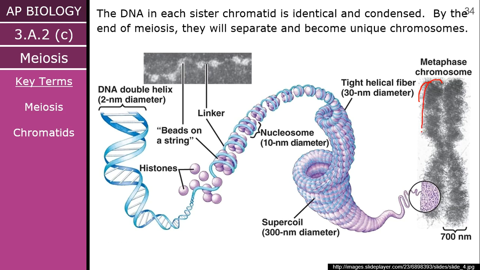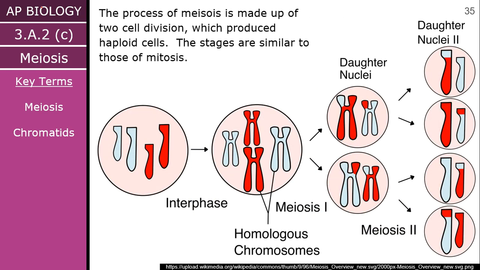Here I have one sister chromatid. Here I have another sister chromatid. And together, you'll notice that they're still attached. They're attached at the centromere. That makes up a single chromosome. So just a little bit of practice for all of that terminology that we unfortunately have to know.